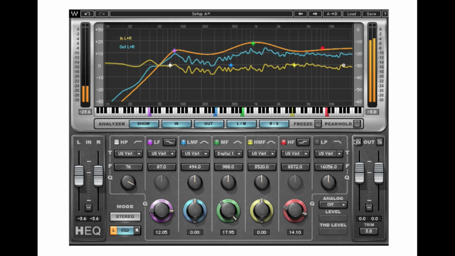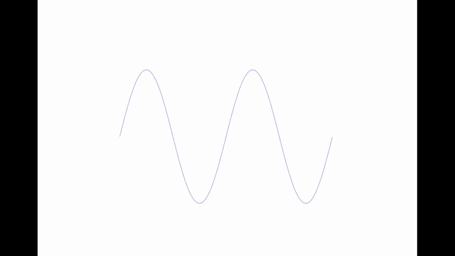Well, many of us would assume that these buttons over here, these polarity inverting buttons, are really all you can do if you have problems with signal phase or controls over the signal phase. Well, what do these buttons really do? Let's look at an example.